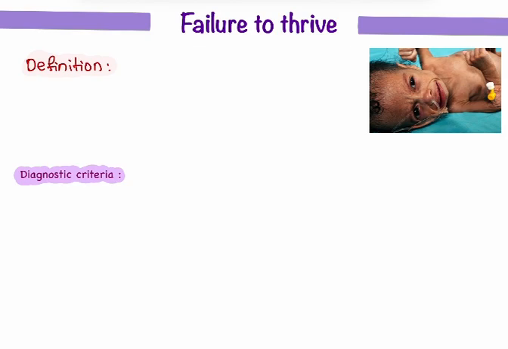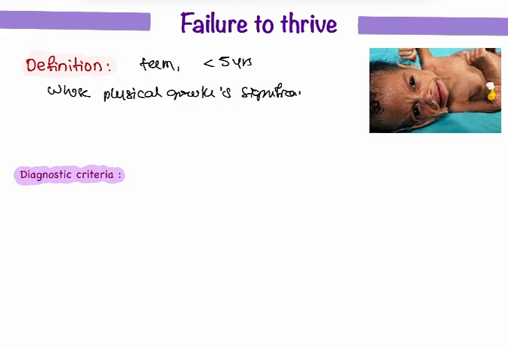Failure to thrive. It is a term used in children below 5 years whose physical growth is significantly less than peers of same age and sex.